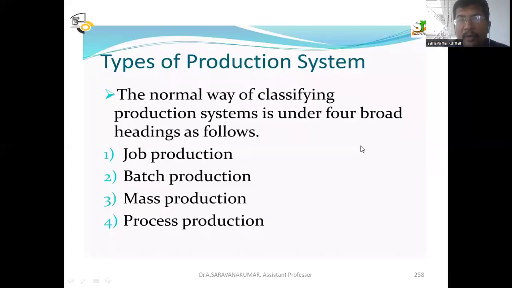Hi everyone. Today we are going to discuss the topic types of production system. Last session we discussed the meaning of production system. So, types of production system. The normal way of classifying production systems is under four broad categories: job production, batch production, mass production, and process production. We are going to discuss them one by one.